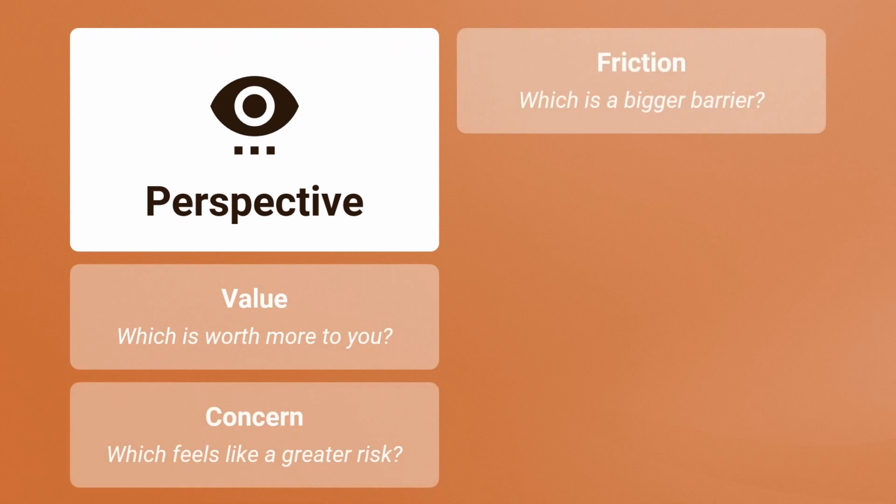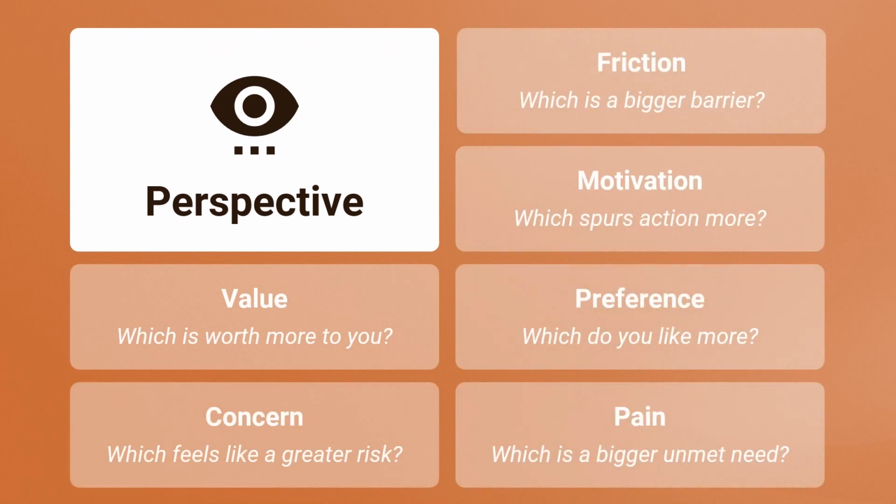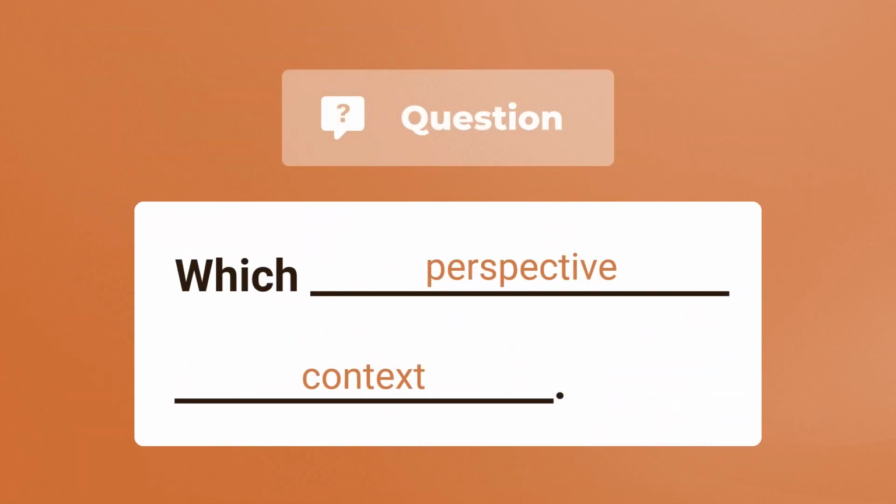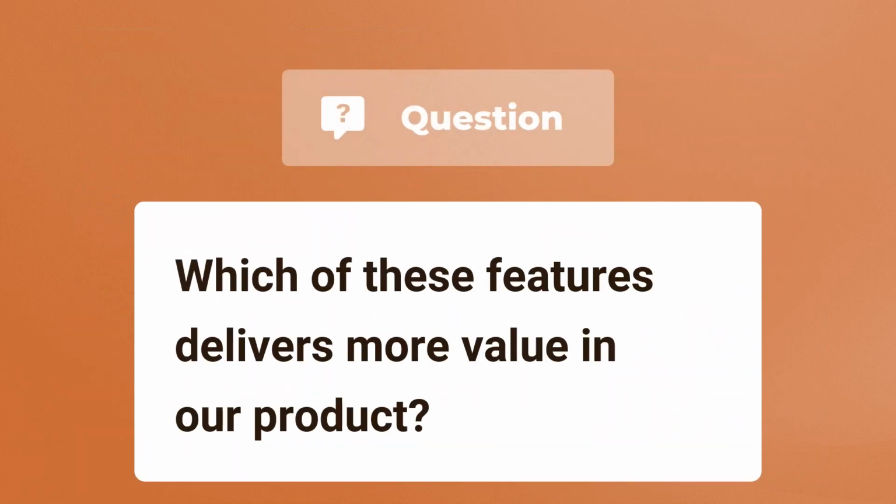Perspective states how the participant should interpret the options, like whether you want them to focus on which one is more valuable to them or concerns them more. Context adds a scenario to the question so that everyone is thinking of the same situation when they're voting, like imagining they're using a specific product or trying to complete a certain task. When you put these 2 ingredients together, you get a Pairwise question like, which of these 2 features delivers more value for you when you use our product?